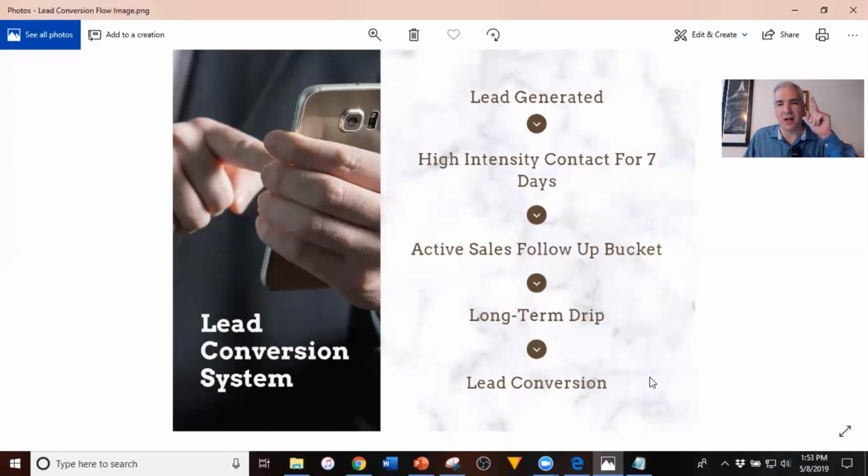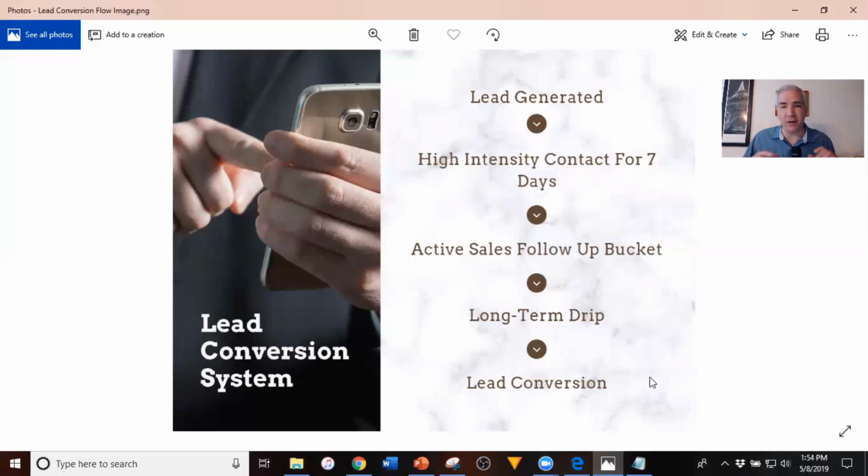Again, 3 pieces. Have a high-intensity contact, like a high-intensity email sequence or text sequence for the first 7 days as soon as a lead comes in. The second piece is having an active sales cycle follow-up for the leads that you're currently working, those people that are actively considering buying or selling. And then the third one is your long-term drip.